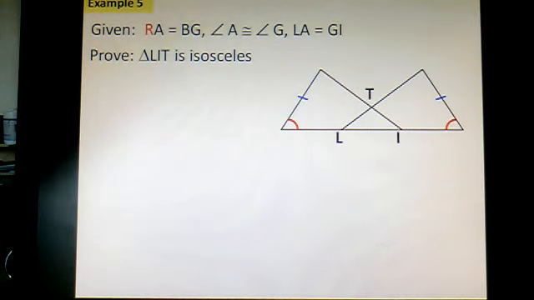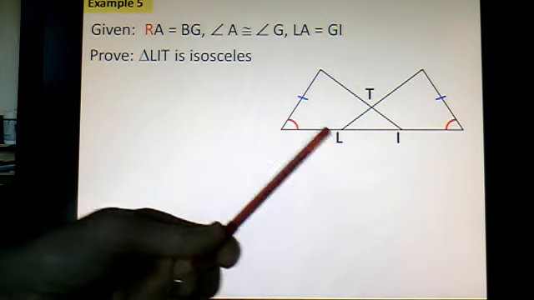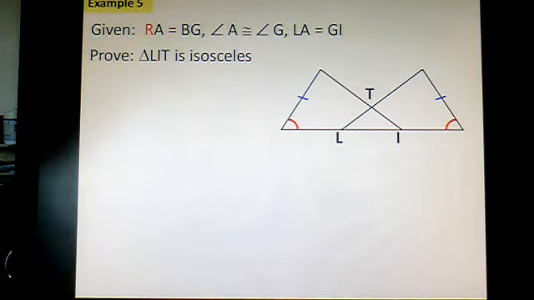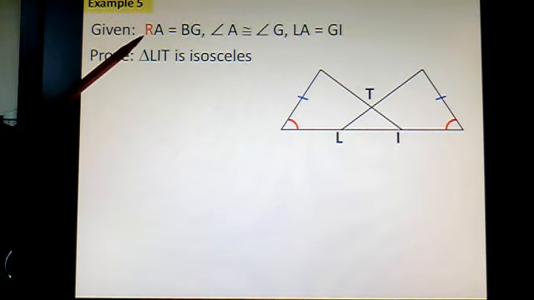I'll give you some letters on this last one to work on, and we'll finish number 6 in class. Hopefully you have a chance to try this one. Trying to prove this little triangle, LIT, is isosceles. You'll have to change this on your paper. On your paper this is a T. Change it to RA. That's a typo on there.